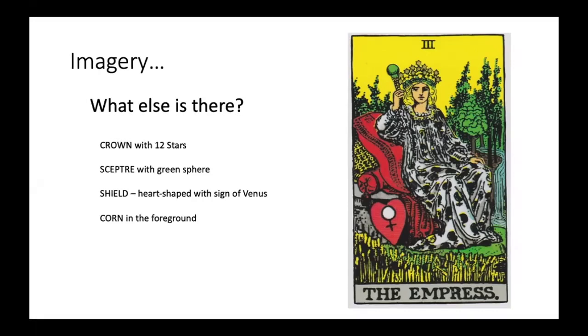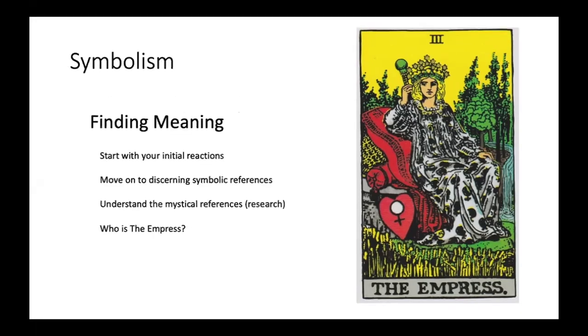The scepter with the green sphere. Is she holding a representation of material earth? The shield is heart-shaped with the sign of Venus and corn in the foreground, as we mentioned. Corn and goddesses are often linked in pagan traditions, so maybe you'd like to explore that. The corn is ripening, the corn is fertile. Exactly what this card is about, preparing to give birth to.